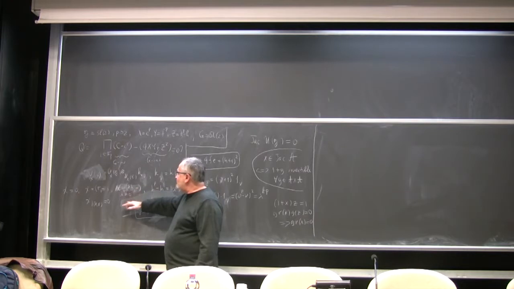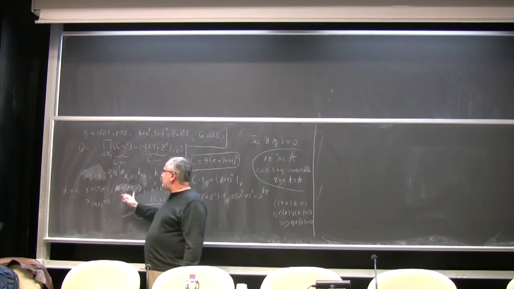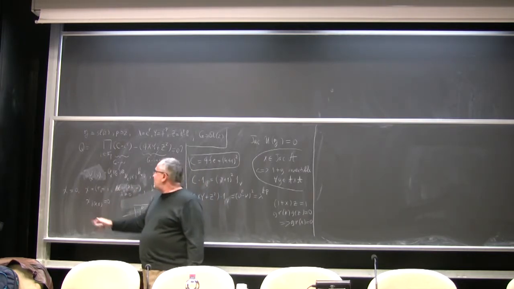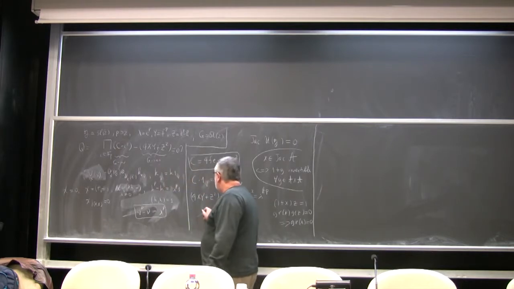What do these things have in common? All these characters which are written here vanish on the derived subalgebra of the Borel, and the Borel is just kh plus ke.